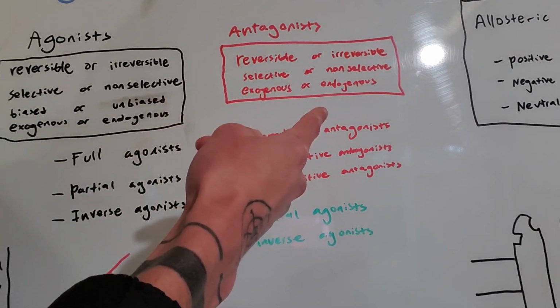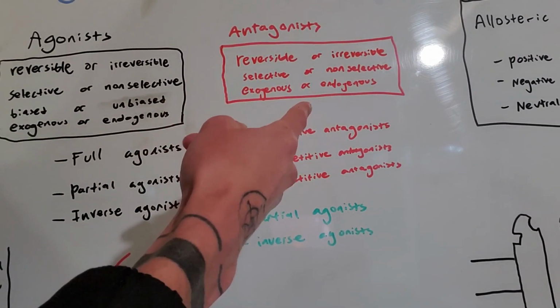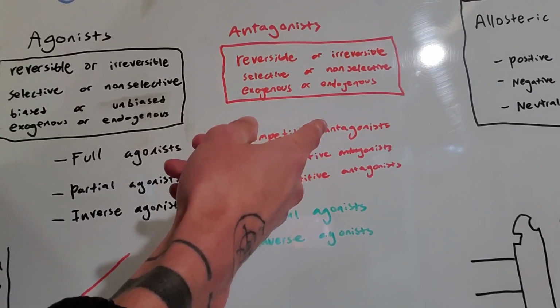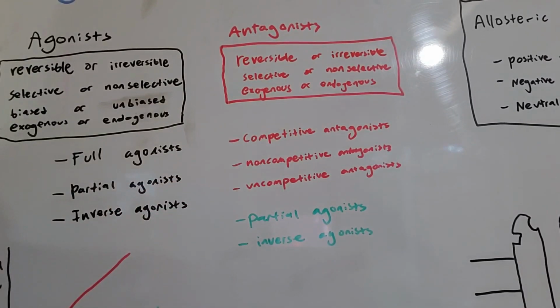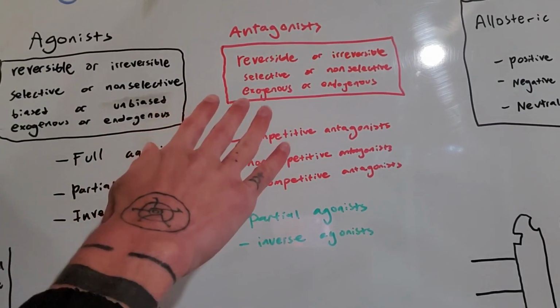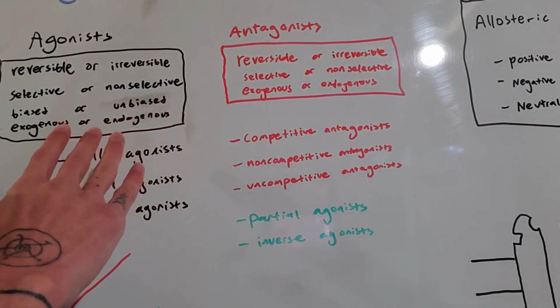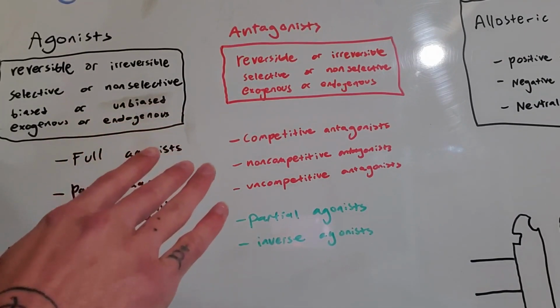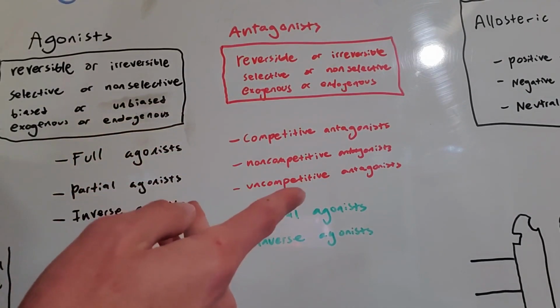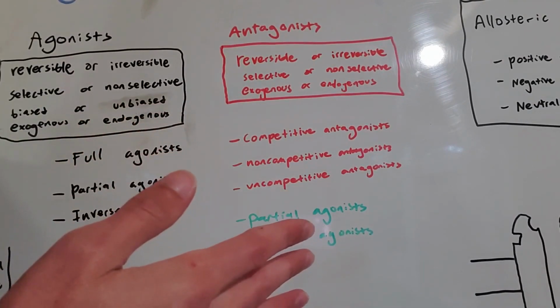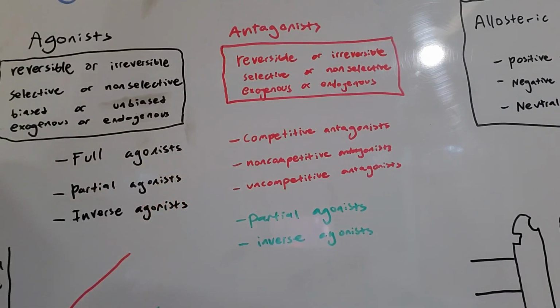selectivity or non-selectivity, and endogenous or exogenous occurrence. Those are all shared traits with agonists. The only one that the antagonists don't share with agonists are biased or unbiased, because by definition, an antagonist has zero efficacy at a receptor. That is, when it binds to the receptor, it does not activate it. So it has, by definition, zero efficacy at the receptor.